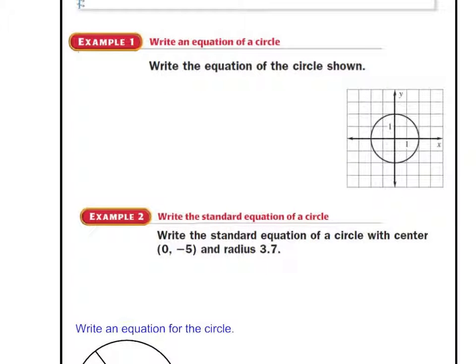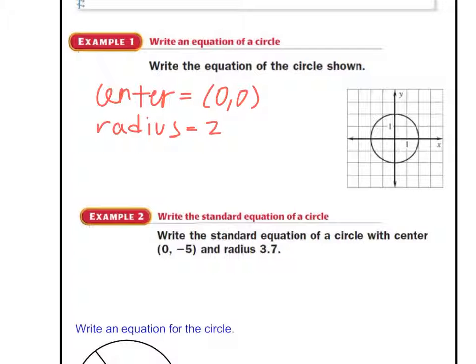What is my center? 0, 0. What is the radius? Yep, so your radius is 2. So put that together in the equation.